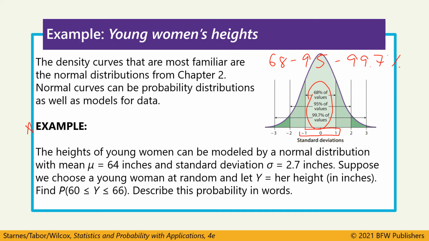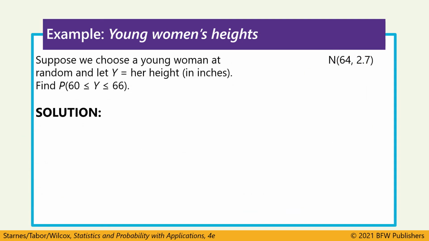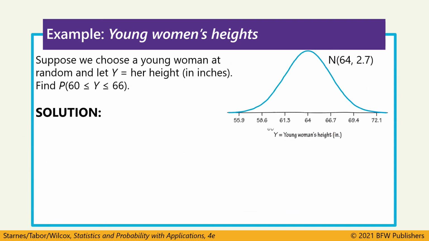So for an example, the heights of young women can be modeled by a normal distribution with a mean of 64 inches and a standard deviation of 2.7 inches. What's the probability that we randomly choose a woman and we find that their height is between 60 and 66 inches? So for this example, we are going back to Z-scores and that yellow table that we used to solve all our Z-score problems. We draw out our normal curve.